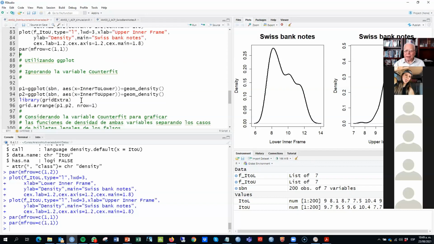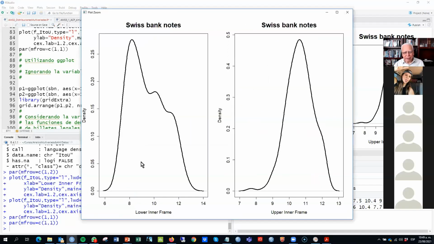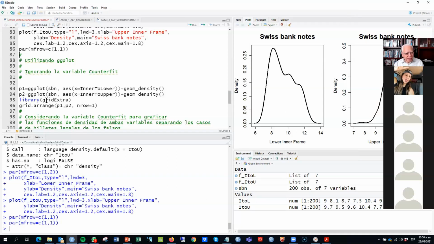Now let's do the same thing using ggplot. Here, in these two graphs, we are ignoring whether the banknote is counterfeit or not. We don't know if it's counterfeit or not. So now we're going to do it with ggplot.